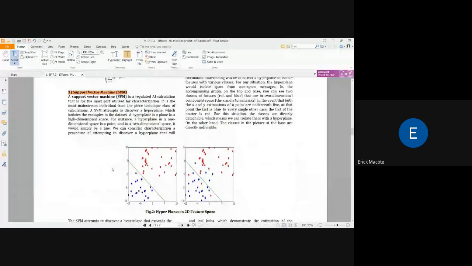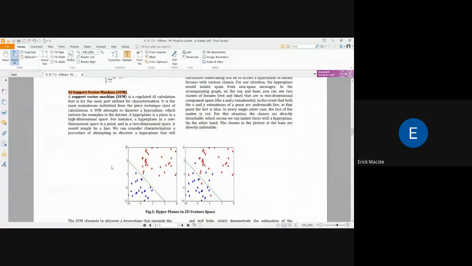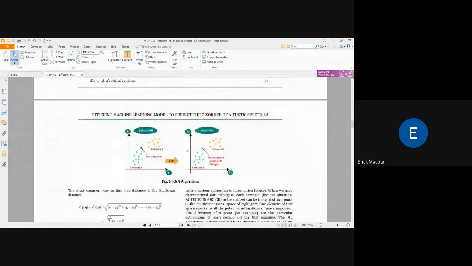Identifying the autistic spectrum disorder, classification algorithms were used, as we see following. With this in mind, figure one provides information about a set of data classified into categories.